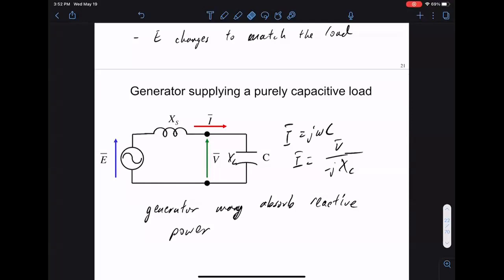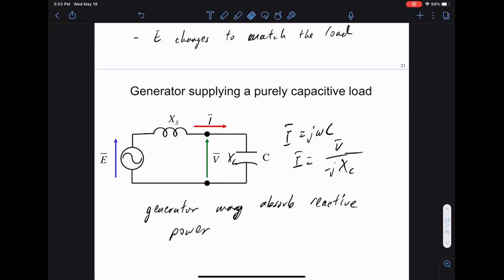Are there any other downsides to having a lot of reactive power, like with efficiency or anything? Not from the generator's perspective. The transmission line may have a finite capacity, right? So your transmission line may not be able to carry this much apparent power, but from the generator, not really.